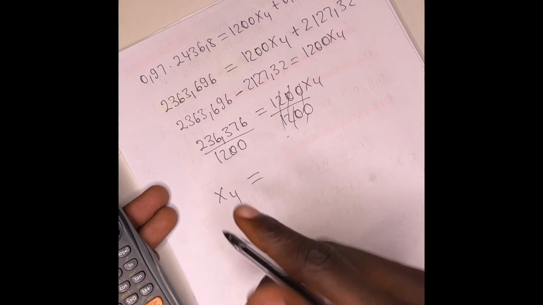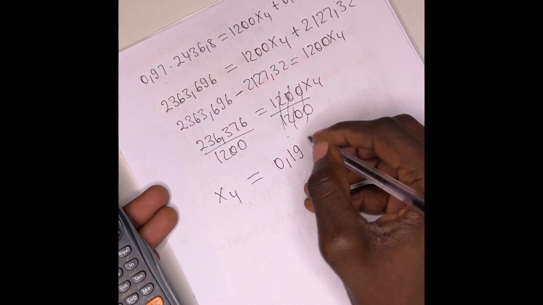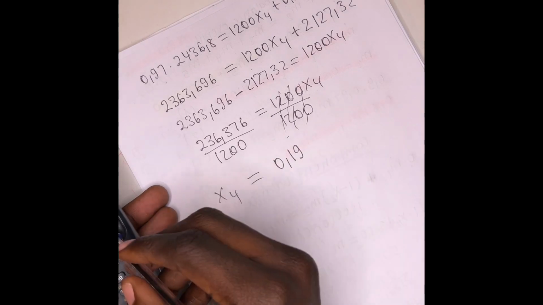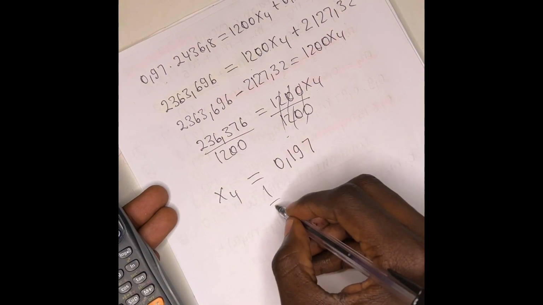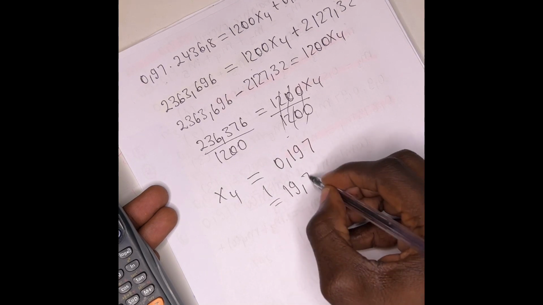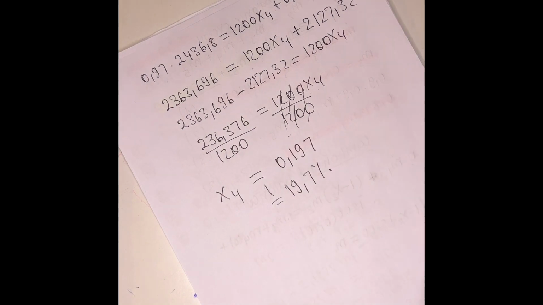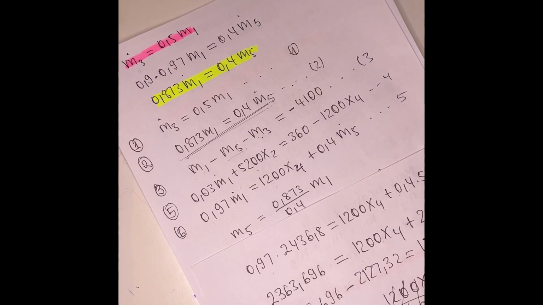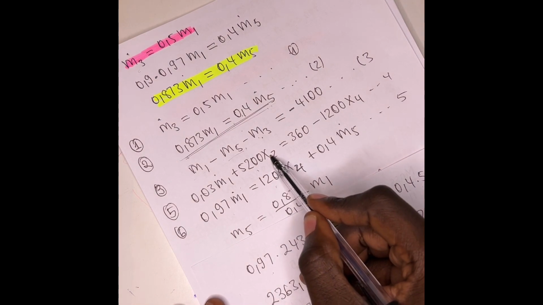So we're going to find 0.197. Now in terms of percentage, this is 19.7%. This is our x4. So now guys, come here. We have x4, so we can solve for x2, right?